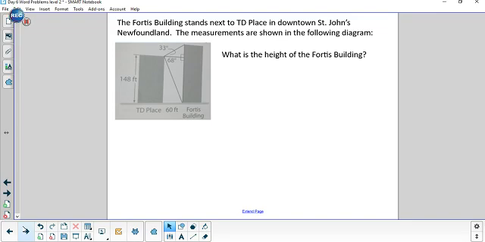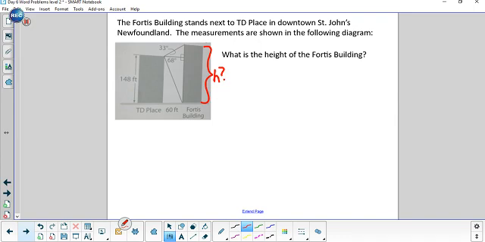Let's have a look at this last question here. It says the Fortis building stands next to TD Place in downtown St. John's, Newfoundland. The measurements are shown in the following diagram. We want to know what is the height of the Fortis building. So we have to look at what we know here. First of all, our ultimate goal is to find this height. How are we going to be able to do that? Well, the diagram kind of assists us. It shows us that we have some right triangles that we can deal with.